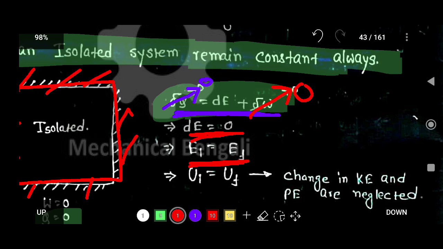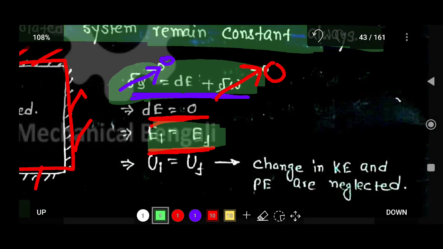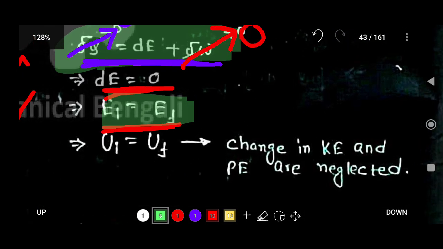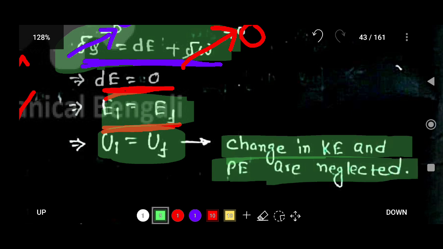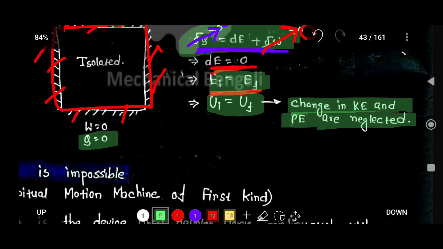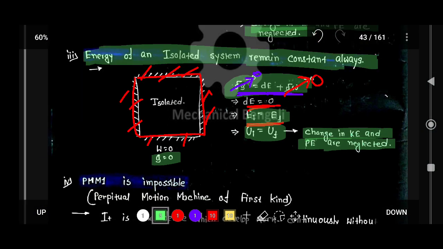So initial energy is equal to final energy. Energy is kinetic energy plus potential energy plus internal energy. If the change in kinetic energy and potential energy are neglected, then initial internal energy is equal to final internal energy. So this is the third consequence of the first law of thermodynamics.